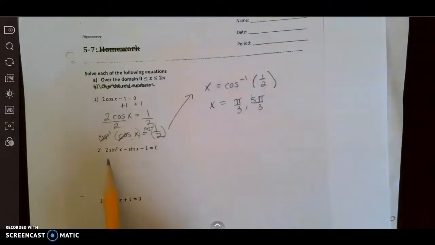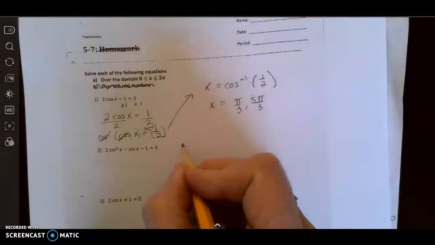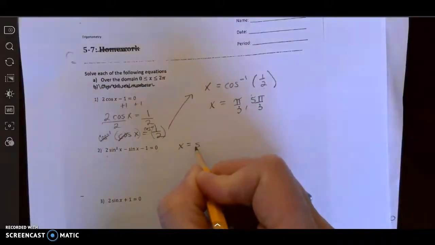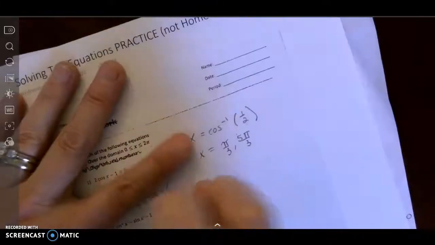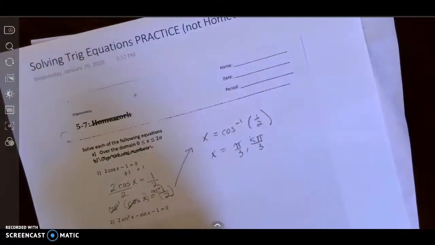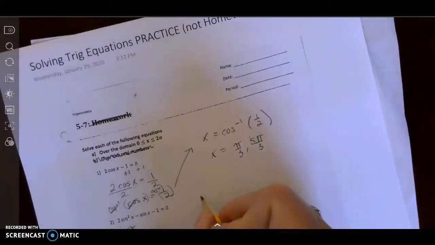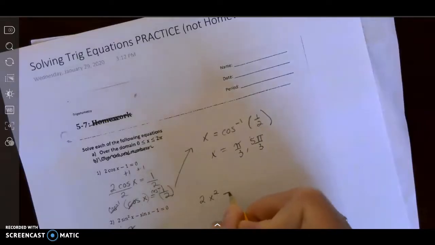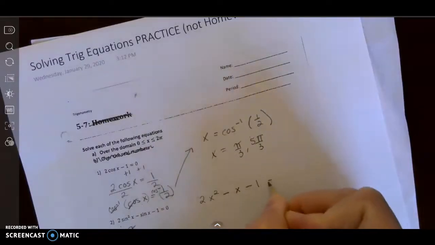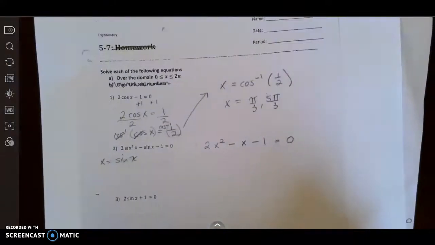Number 2. This is one of those ones where I need to factor. My first step is to set it equal to 0, and it is already set equal to 0. My next step is to let x equal sine of x. Put this under here. Sorry. I'm just going to say that it's sine of x, and then I'm going to rewrite it as 2x squared minus x minus 1 equals 0, and then I'm going to factor.